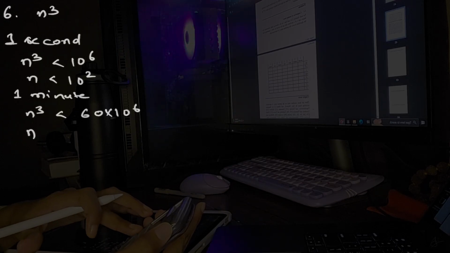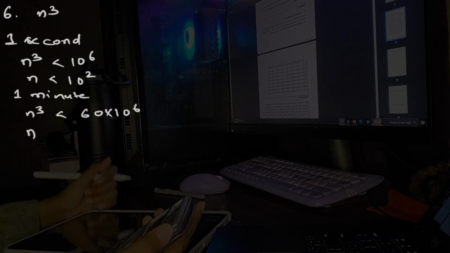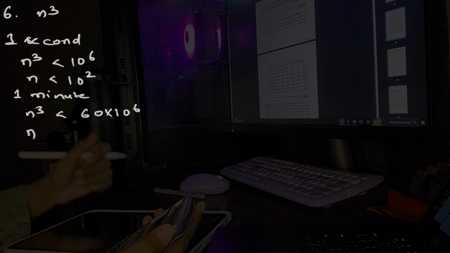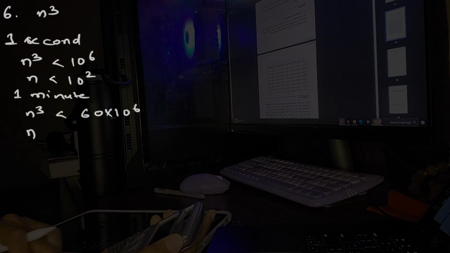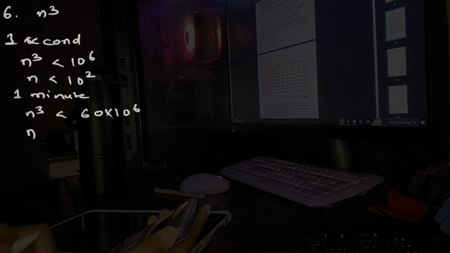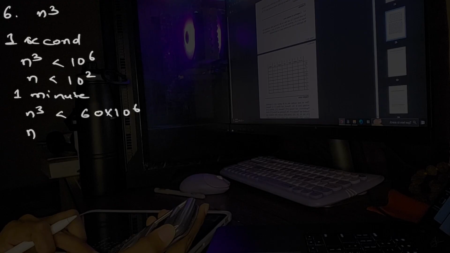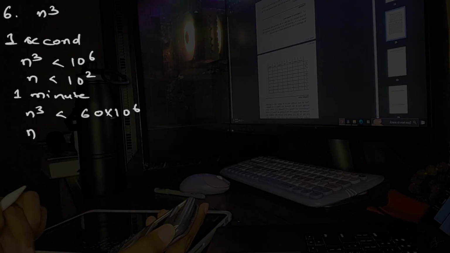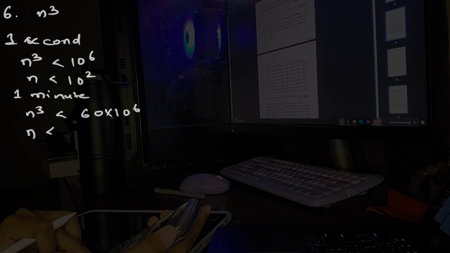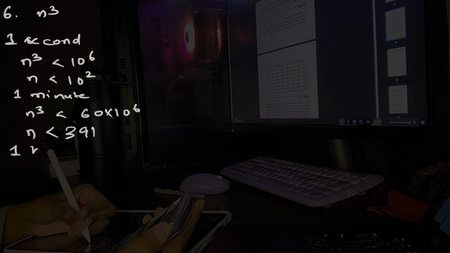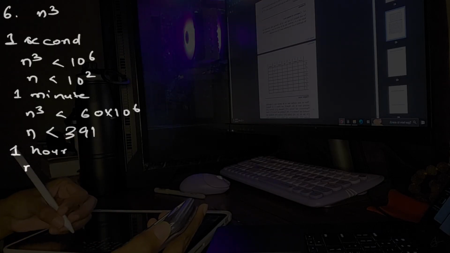Oh guys, cube root is an issue. Okay, I have an idea. Let's do brackets 60 into 10 to the power of 6, bracket close, to the power of 1 by 3, and there we go. It's nothing but 391 for 1 minute.